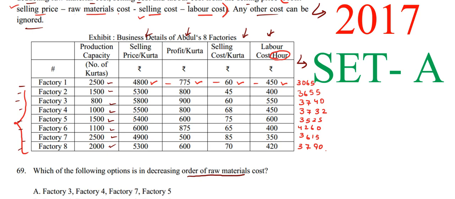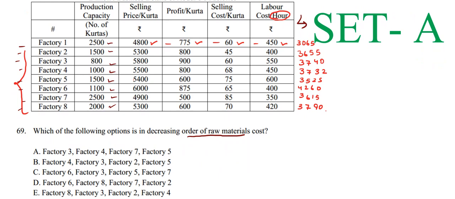Now let's arrange these raw material costs in decreasing order. The maximum cost, as you can see here, is 4260, that is factory 6. The second is 3790, that is factory 8. The third is 3740, which is factory 3. Then we have 3732, that is factory 4. Then we have 3655, that is factory 2. Then we have 3615, that is factory 7, and 3525, that is factory 5, and lastly we have factory 1. So this is the decreasing order of the raw material cost.